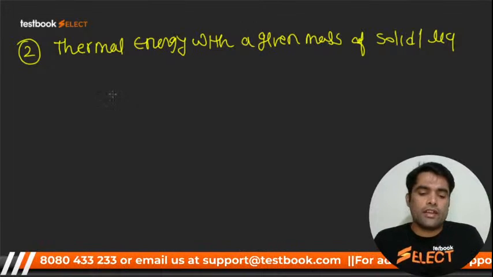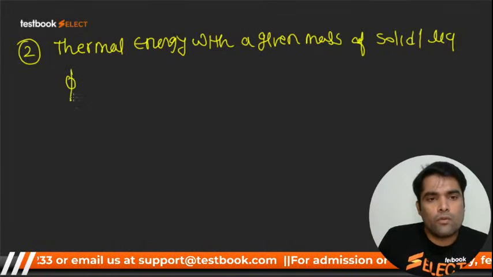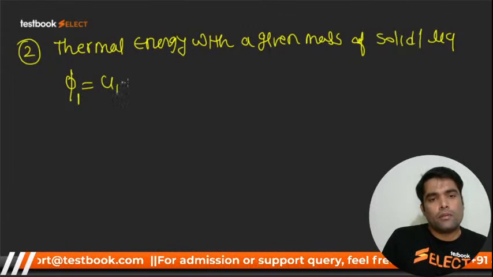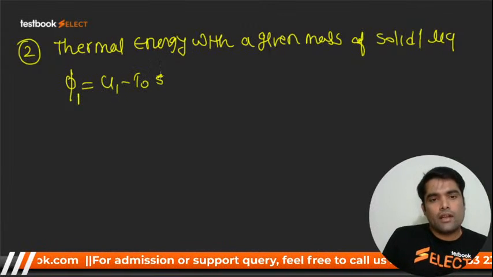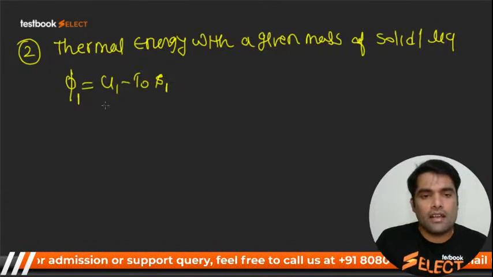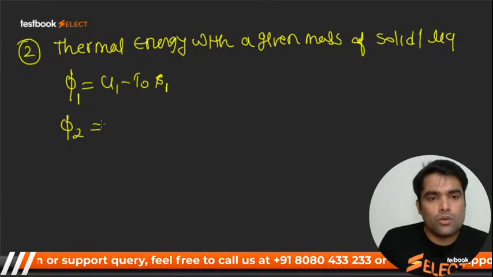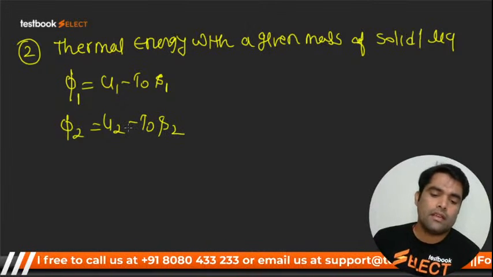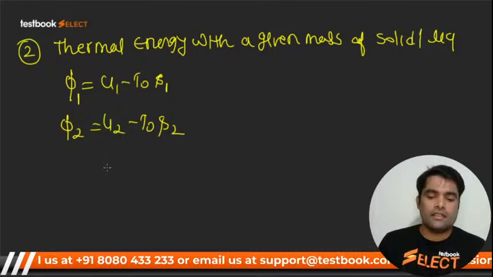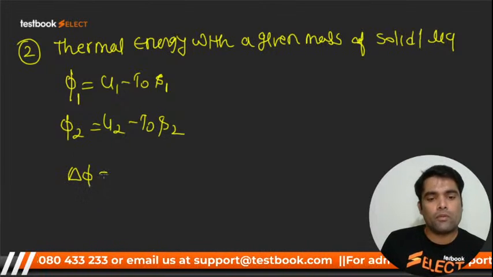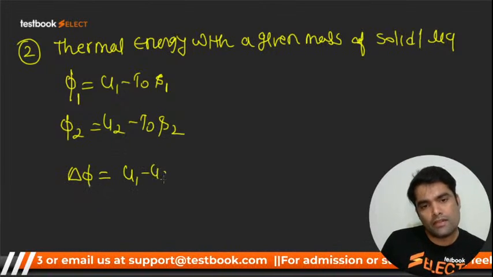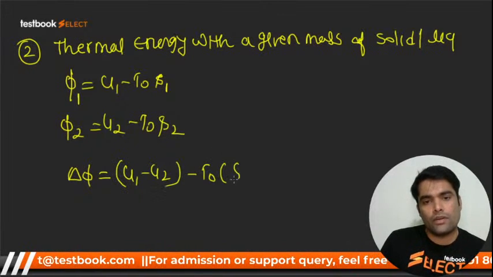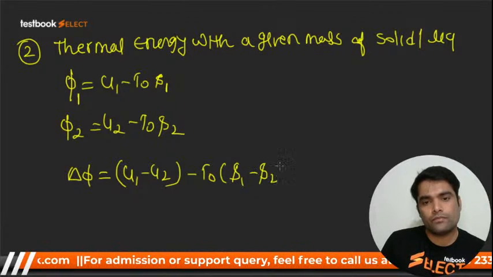So it should be equal to phi, the directly defined function. Phi 1 will be equal to u1 minus T naught S1. Phi 2 will be equal to u2 minus T naught S2. Then del phi will be none other than u1 minus u2 plus T naught into (S1 minus S2).